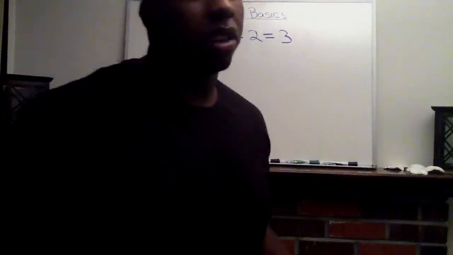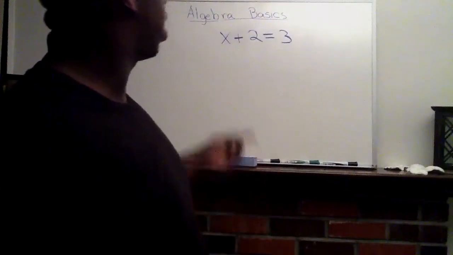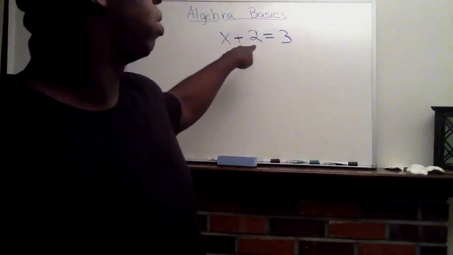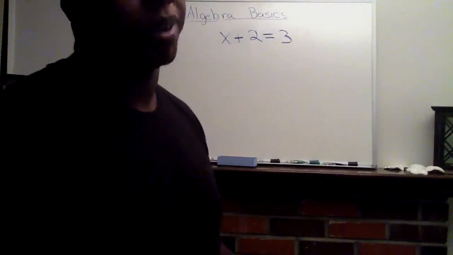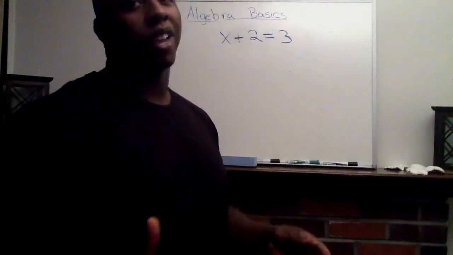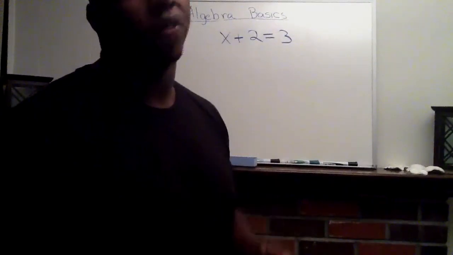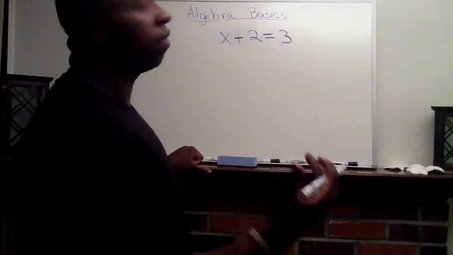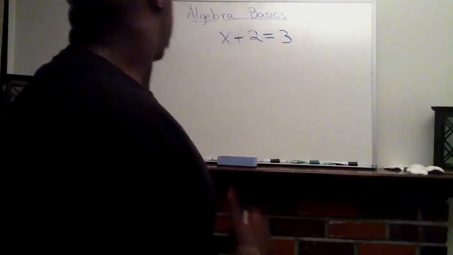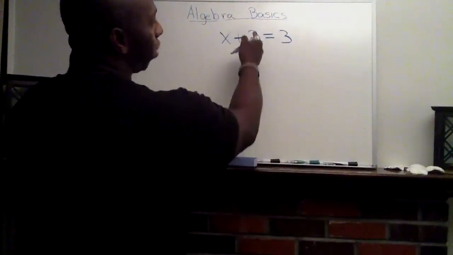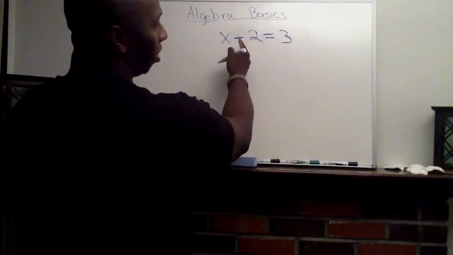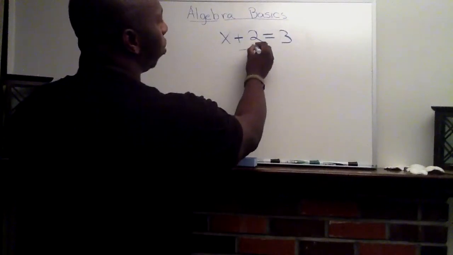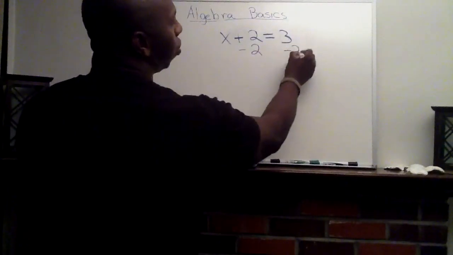So you can look at this more than likely and you can say, okay, what do I add to 2 that will equal 3? Most of you probably know if you add 1 to 2 it's equal to 3, but your teacher, your professor, they're not going to take that as an answer. So we got to solve this problem. The way we solve it, the idea is we want to get the variable all alone and by itself. So what you want to do is subtract whatever number is next to the X from both sides. So in this case it's a 2. We're going to subtract 2 on both sides.